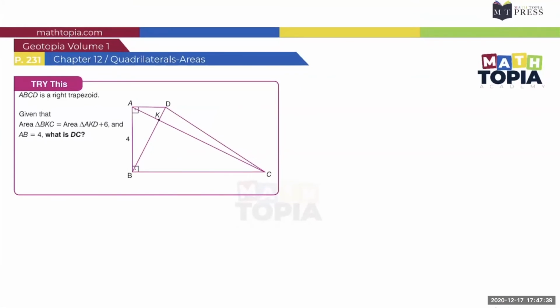Okay, this is, I think, chapter 12, page 231. Another side problem.